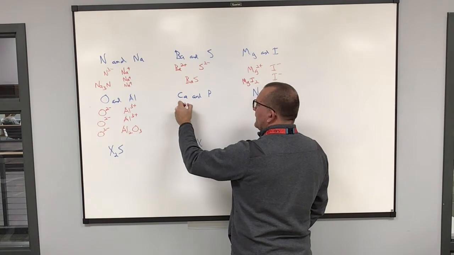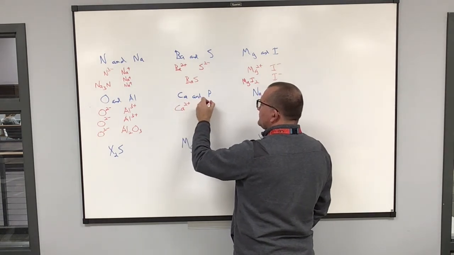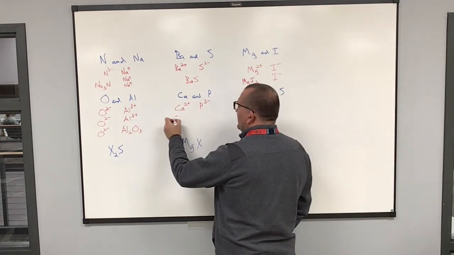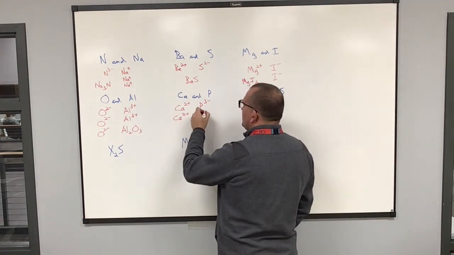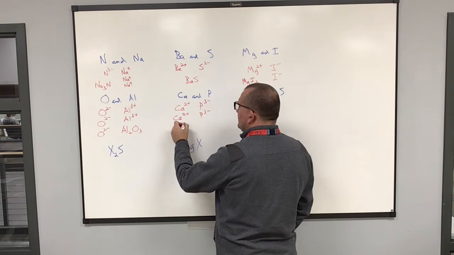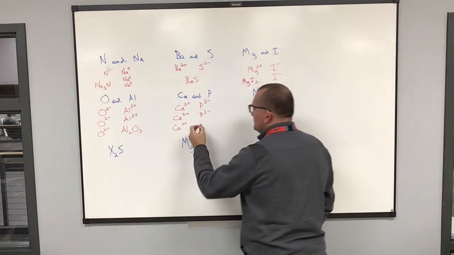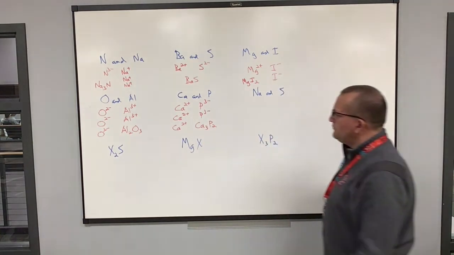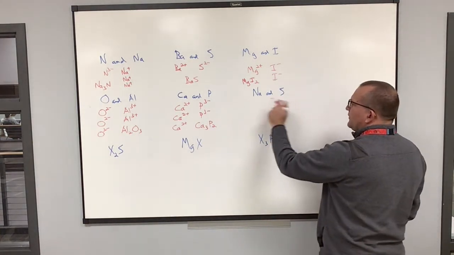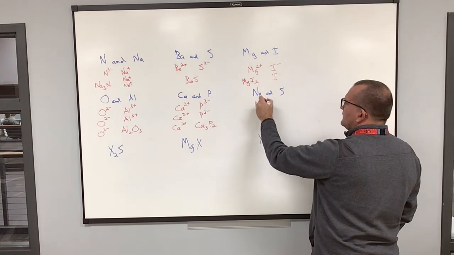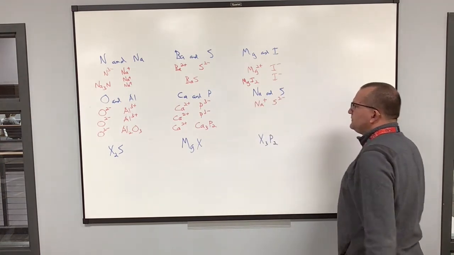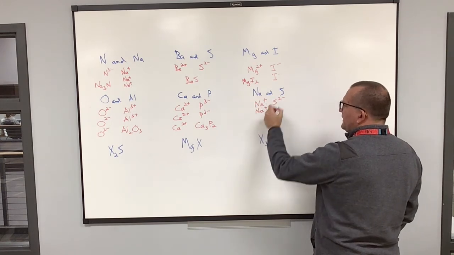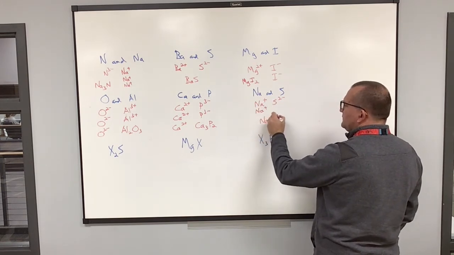All right, calcium and phosphide. Calcium is positive 2. Phosphorus is -3. Same idea. I have to go back and forth, so I add a positive 2, and then I add a -3, and then I add a positive 2. Positive 6, -6. Ca3P2. Sodium and sulfur. Sodium, positive. Sulfide, -2. I need to have more positives. 2 positives, 2 negatives, 2 Na's, 1 S, Na2S.